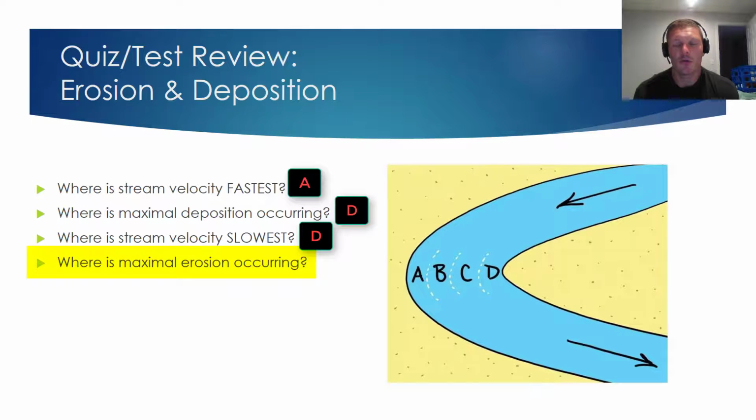And then for the final question, where is maximal erosion occurring? Maximal erosion will occur where the stream velocity is the fastest, and the stream velocity will always be fastest at the outside edge of a meander. So maximal erosion would be occurring at the section labeled A.